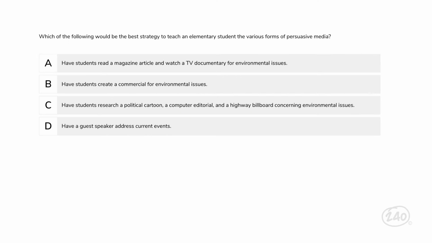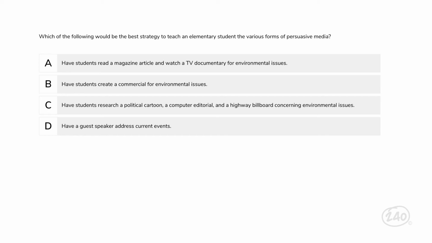Moving on to competency 9. Which of the following would be the best strategy to teach an elementary student the various forms of persuasive media? Have students read a magazine article and watch a TV documentary for environmental issues? Have students create a commercial for environmental issues? Have students research a political cartoon, a computer editorial, and a highway billboard concerning environmental issues? Have a guest speaker address current events?